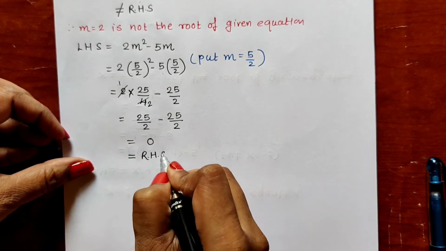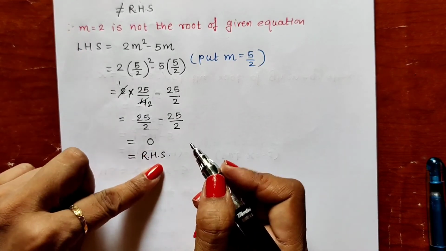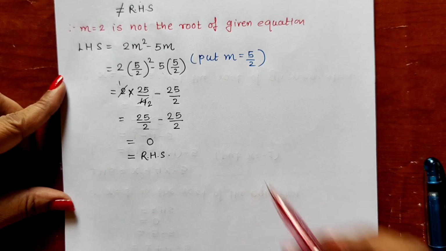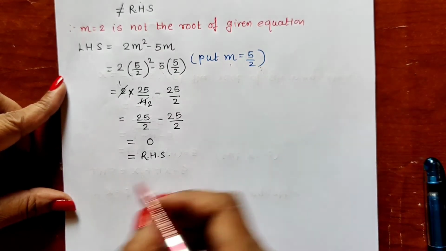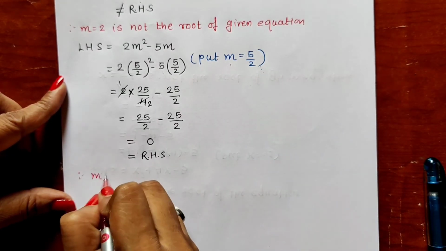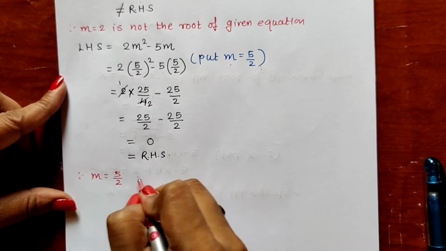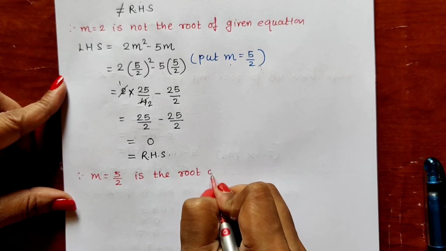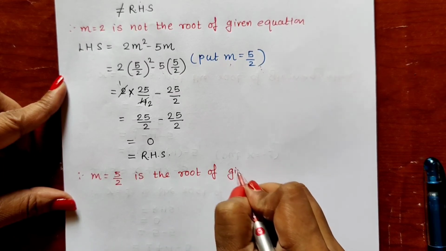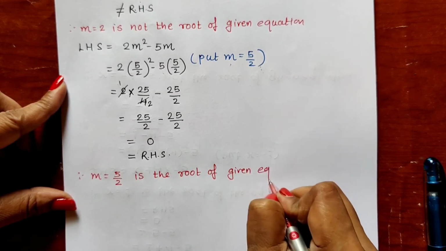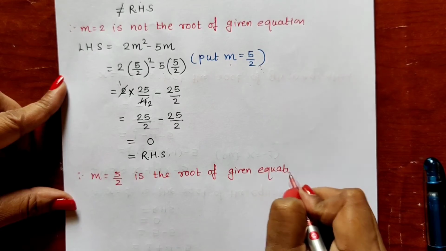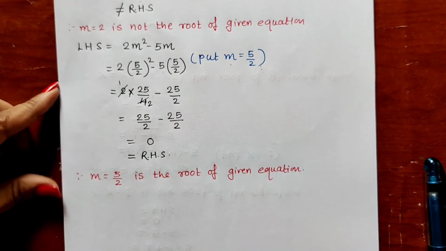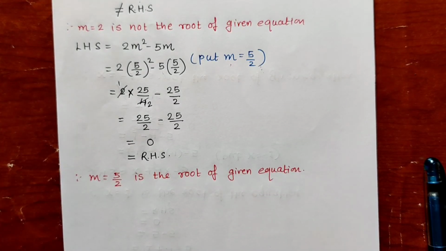And when the left hand side is equal to right hand side, that means what? This value is the root of given equation. Therefore, m is equal to 5 upon 2 is the root of given equation. In this way we can solve this question number 4. Now let us go on question number 5.